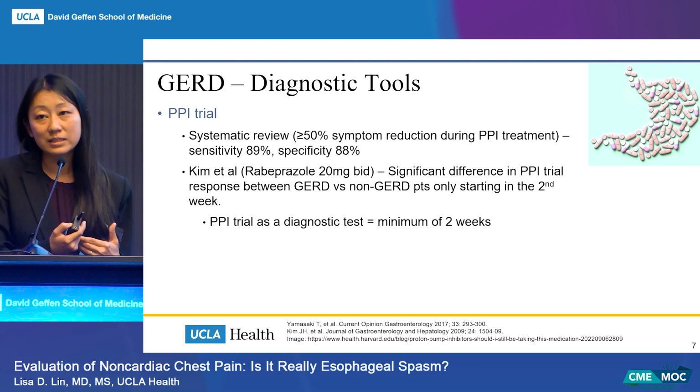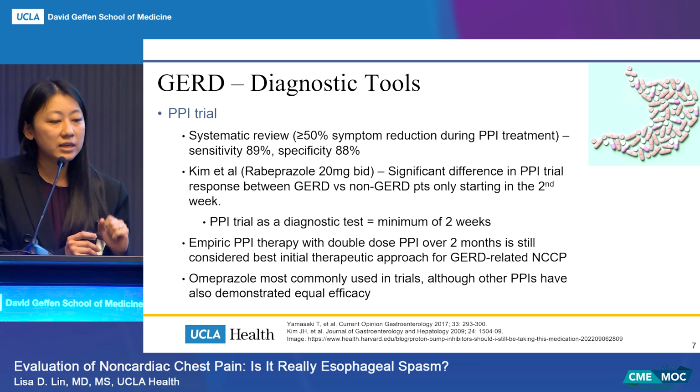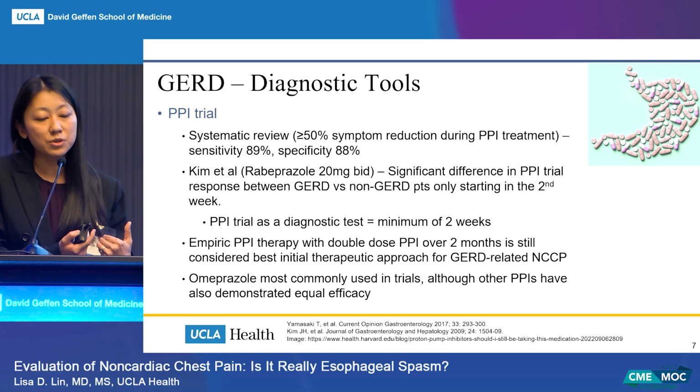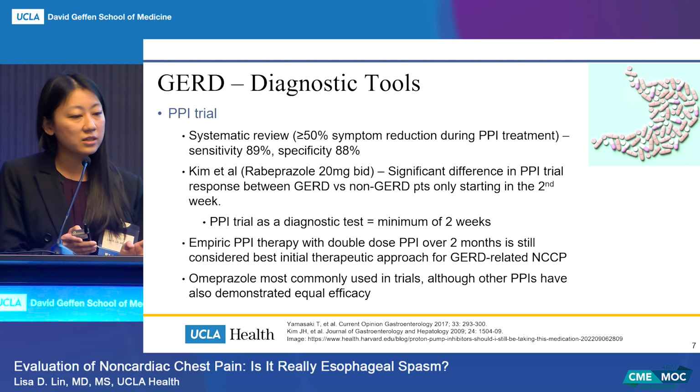There's a little bit of different terminology in the studies out there. There's the PPI test, which is a minimum of 2 weeks, used as a diagnostic test. And then there's empiric PPI therapy, where we generally use double dose PPI over 2 months. This is still considered the best initial therapeutic approach for possibly GERD-related non-cardiac chest pain. Among all the studies that have been done, omeprazole is still the most commonly used PPI in trials, although other PPIs have also demonstrated equal efficacy. In terms of data, there's really no data showing one PPI is better than the other. So just pick your favorite one and use it.